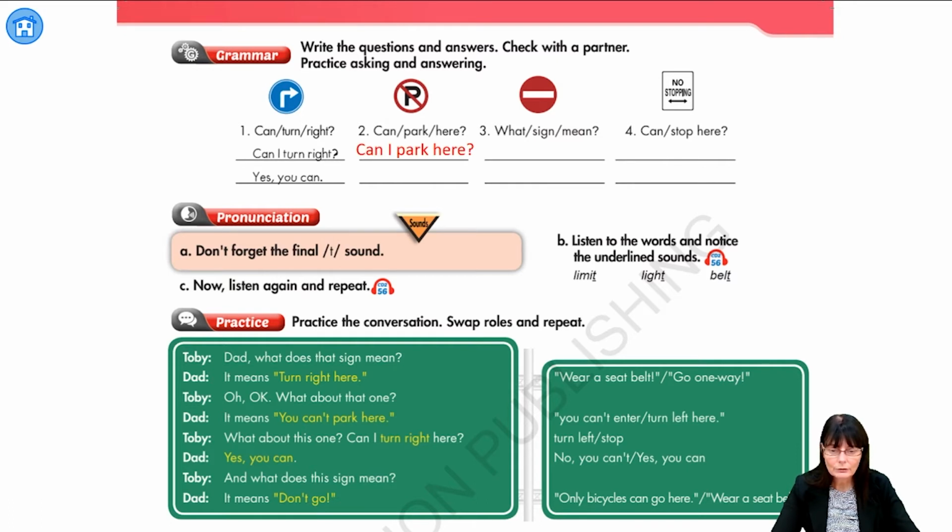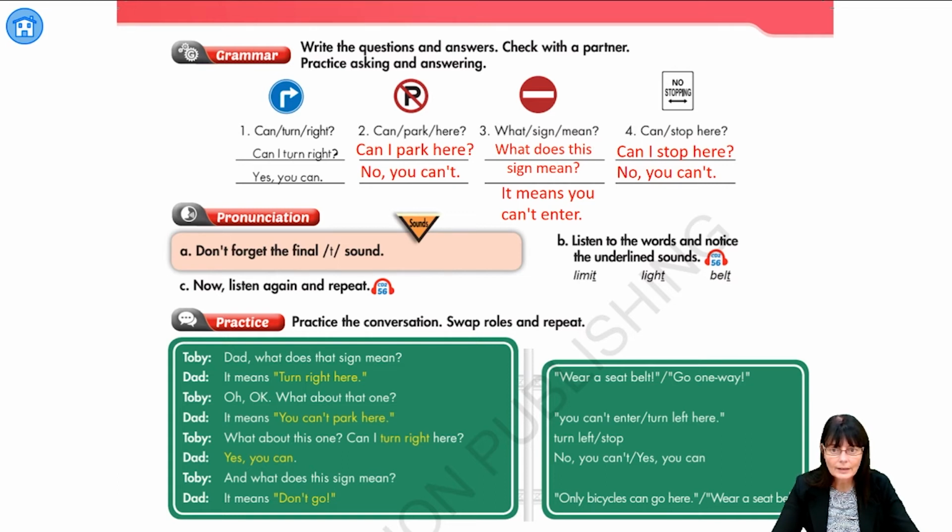Okay, so your question for 2 would be, can I park here? The answer is, no, you can't. Okay, there's a line through the P, which means you cannot park there. And number 3, what does this sign mean? It means you can't enter. So if you see that sign, you cannot enter. And number 4, can I stop here? And the answer is no, you can't. If you read the sign, it says no stopping, and it has an arrow pointing in both directions. So that just means that you cannot stop in that area.